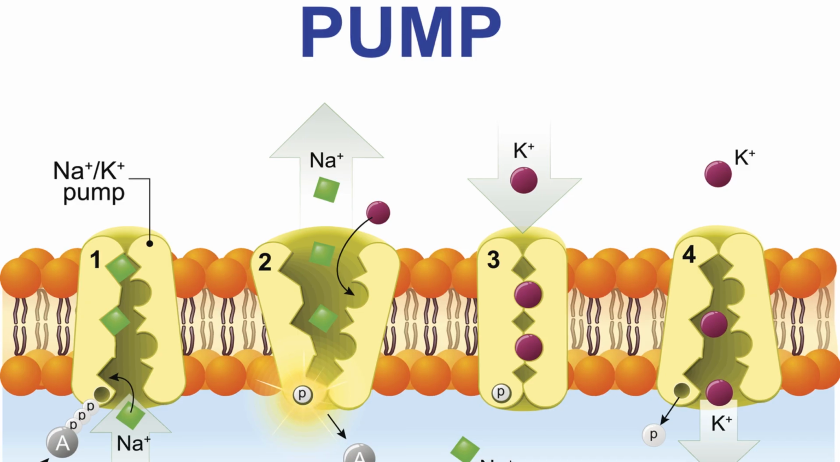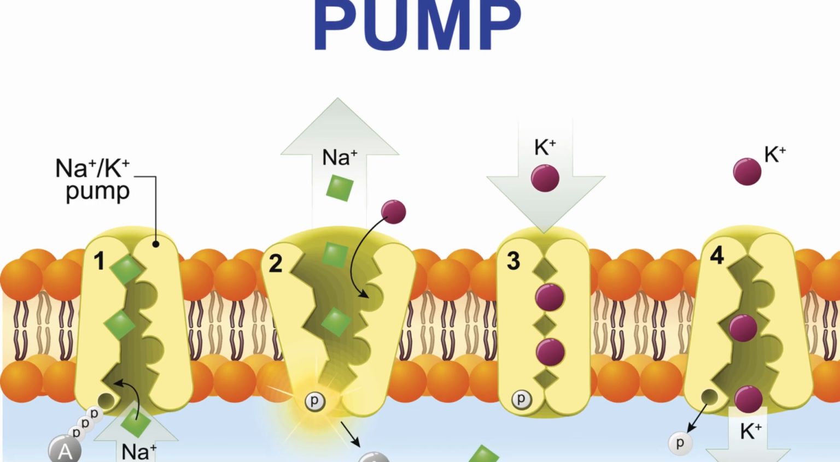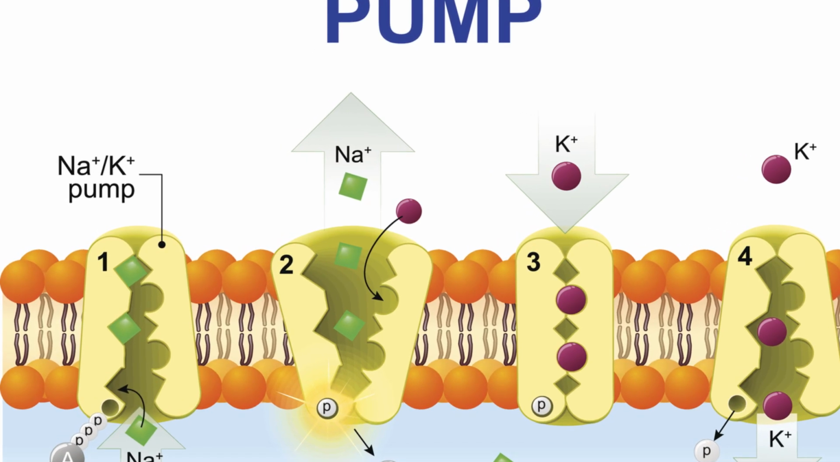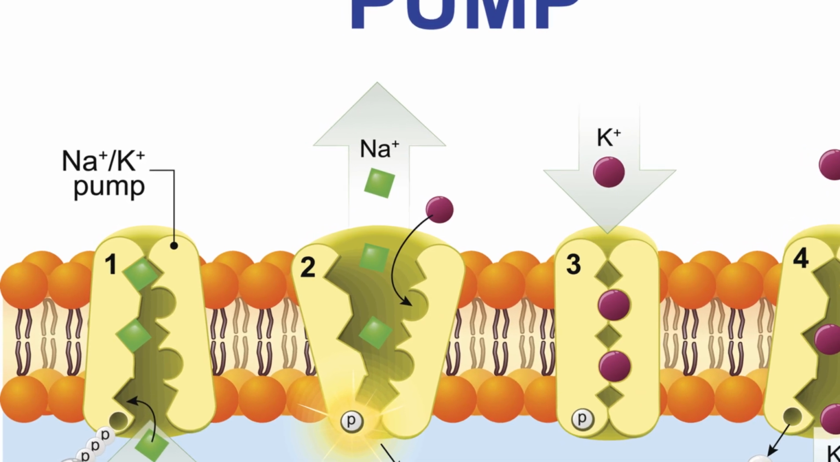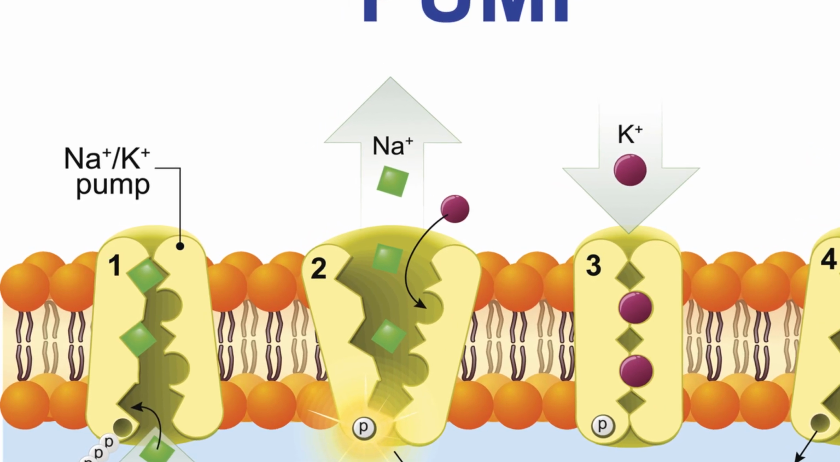A well-known example is the sodium-potassium pump found in nerve and muscle cells. This pump uses ATP to move 3 sodium ions out of the cell while bringing 2 potassium ions in, helping to maintain the electrical gradient required for nerve impulses and muscle contraction.